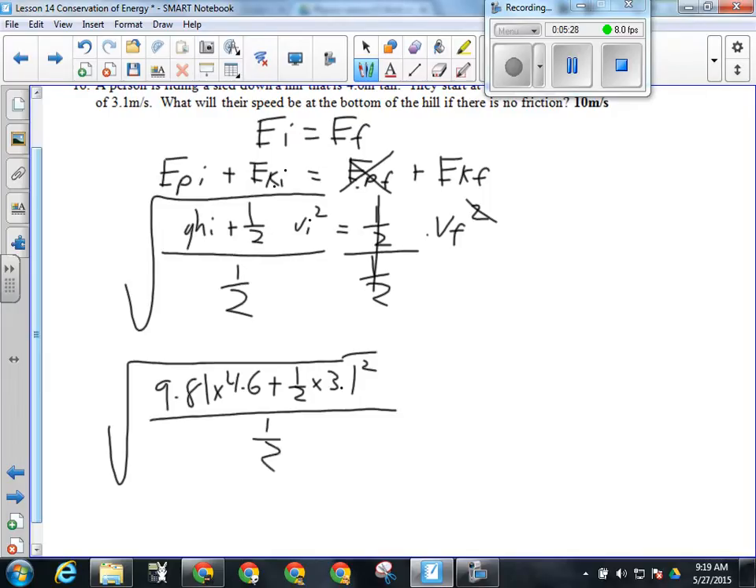So here's G, here's HI, here's VI, all right? When I plug all of that in, I should get 10 meters per second, okay? If you were getting 9.5, it's because you forgot that the sled had kinetic energy at the top, and that's why you're getting a lesser number than what I got. Okay, it's because you misinterpreted the question and didn't see that there was kinetic energy at the top. Okay, does that make sense? Okay, any other ones?